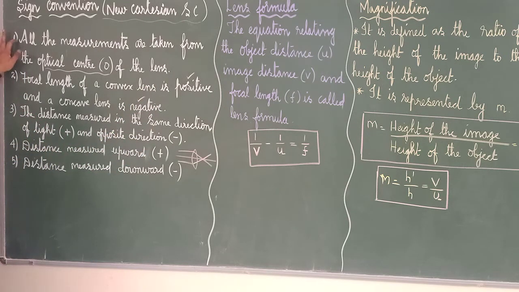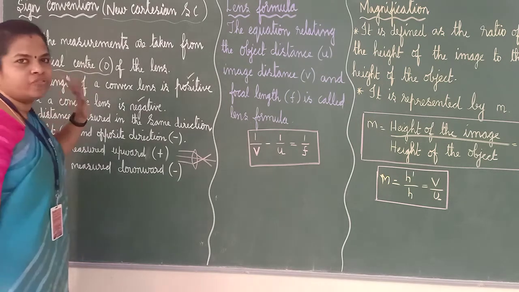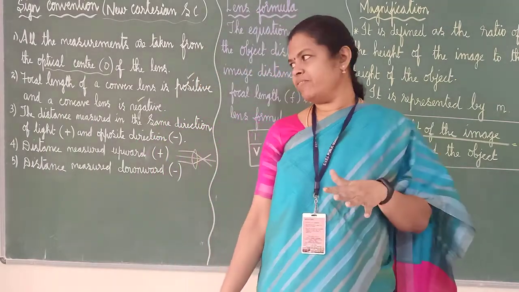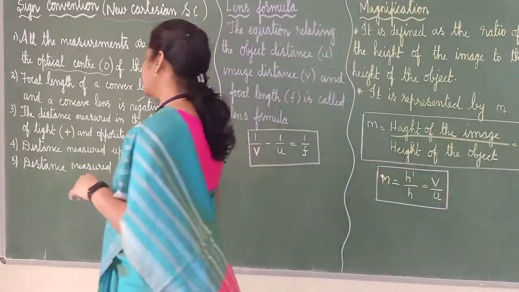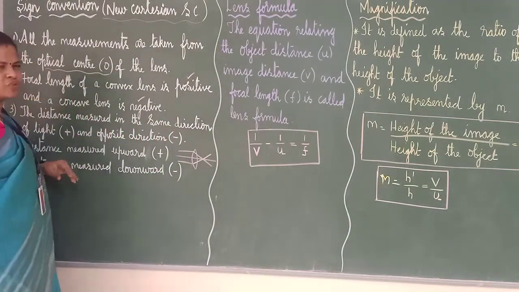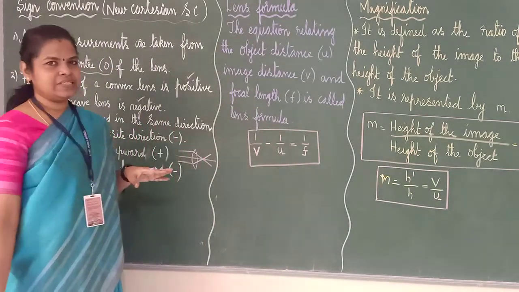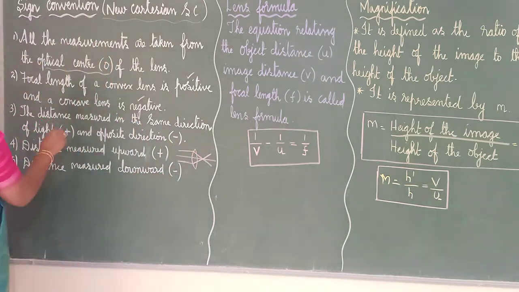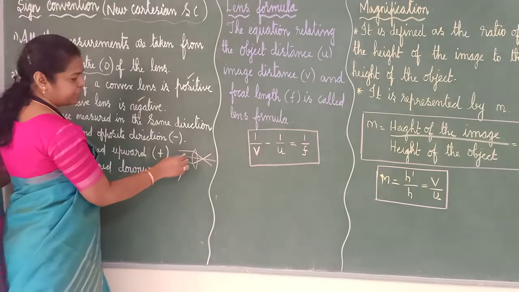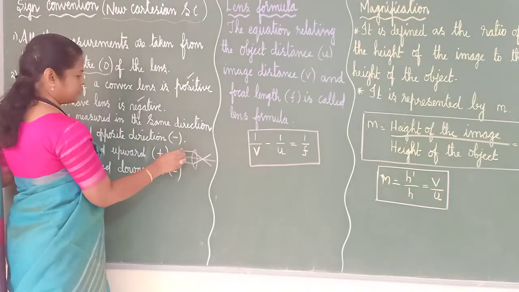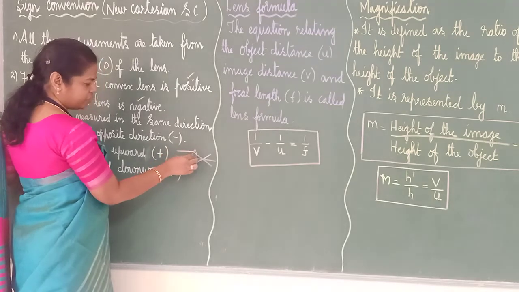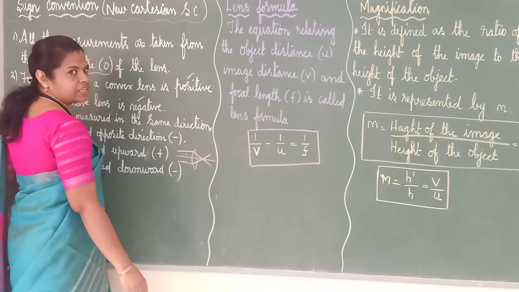So, 2 points. All the measurements are taken from the optical center. That is very important. Second one, the focal length of a convex lens is always positive and of a concave lens it is negative. Then the distances measured. What distances should we measure? Object distance, image distance, focal length and all. The distance measured in the same direction, if it is going like this, in this direction you should take as positive. If it comes opposite to that, it should be taken as negative.